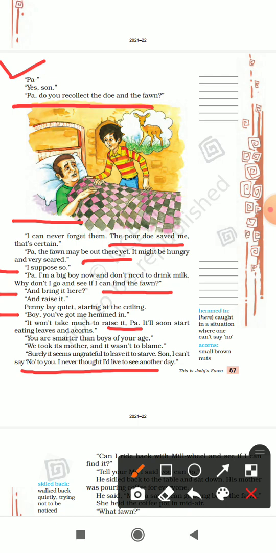So he was saying that to his father to bring the fawn home, and his father was also a very kind and gentle person. So he said that we should bring the fawn home because we have killed its mother and the fawn was still there. It may die due to hunger. So his father said that he was thinking he would not live to see another day, and now Jody can bring the fawn home.